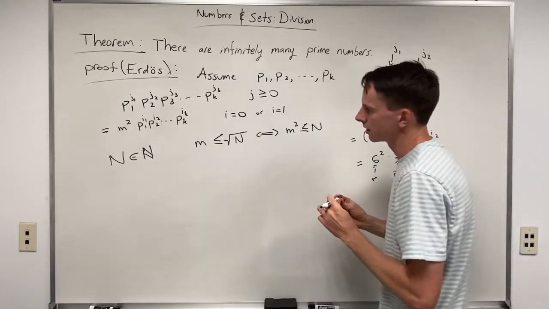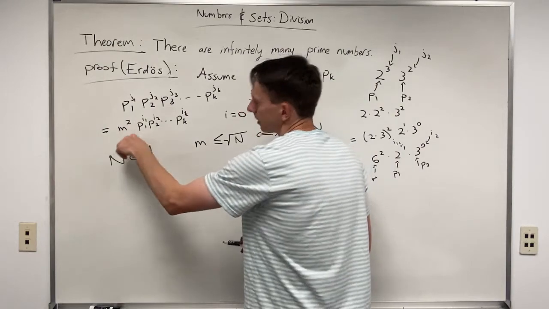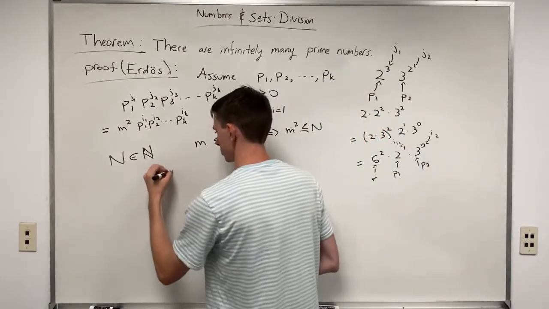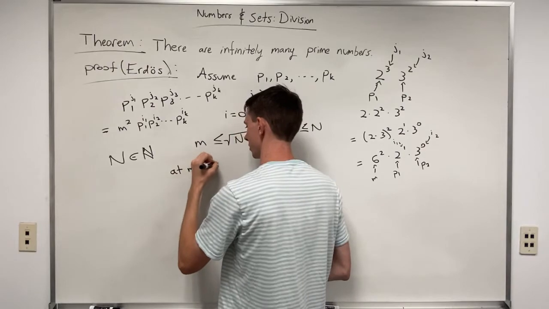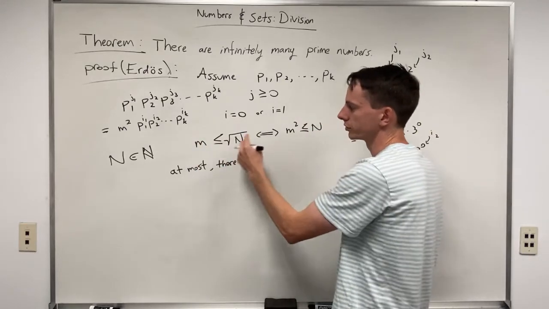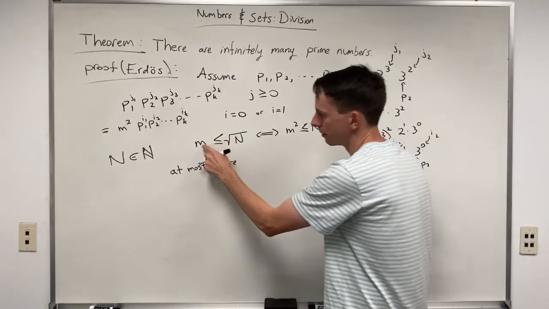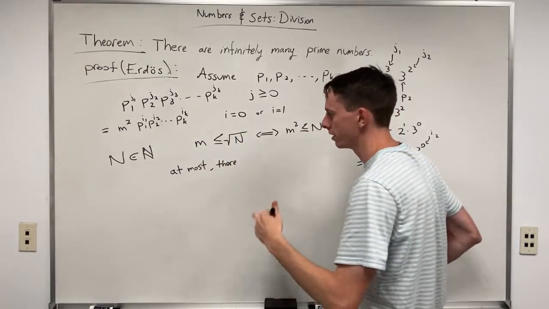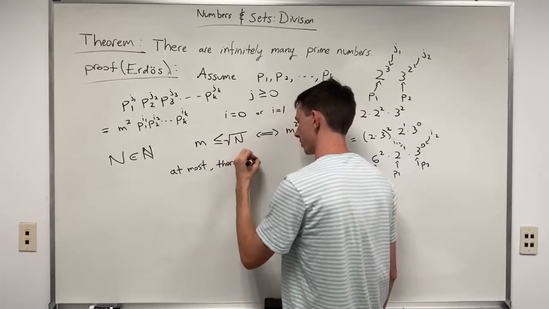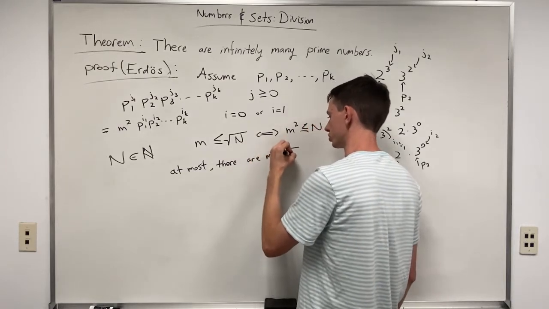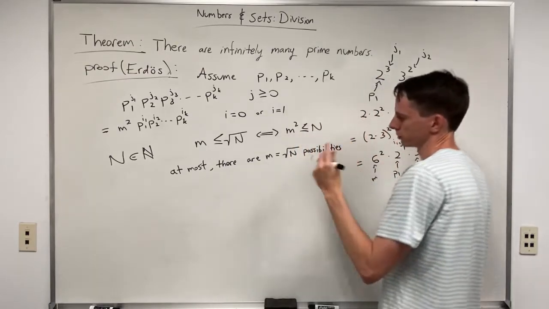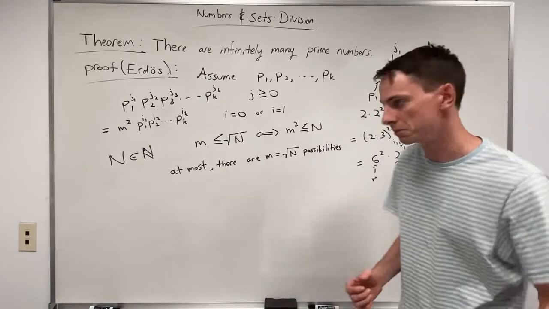What this tells us too is that out of all the different possible values of m, at most, there are going to be square root of n different values of m. If we take the largest part of this inequality, either m is going to be less than square root of n or it's going to be equal to square root of n. At most, m is going to be equal to square root of n. So there are m equals square root of n possibilities, or square root of n different values that m could take on.